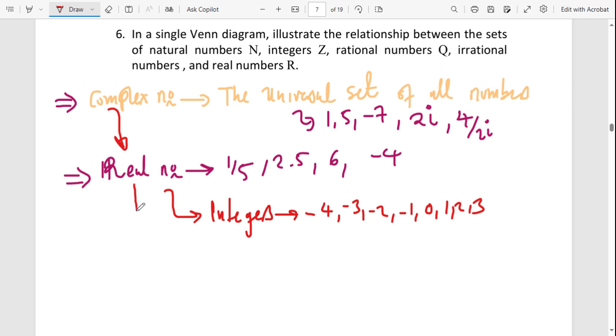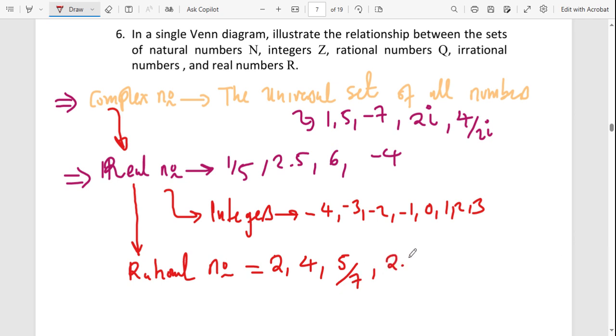And then within the real numbers, you also have two sets which don't intersect: rational numbers and irrational numbers. Okay? Rational numbers are basically numbers that you can write as a fraction. So any integer is a rational number. For example, 2, 4, 5 over 7, 7 over 20, even decimals that end, for example 2.45, even decimal numbers that don't end but are repeating.